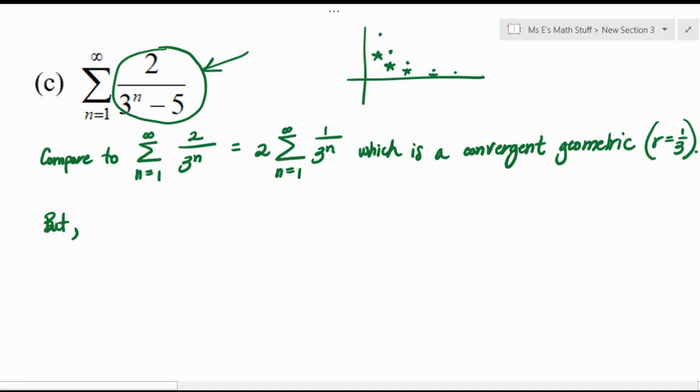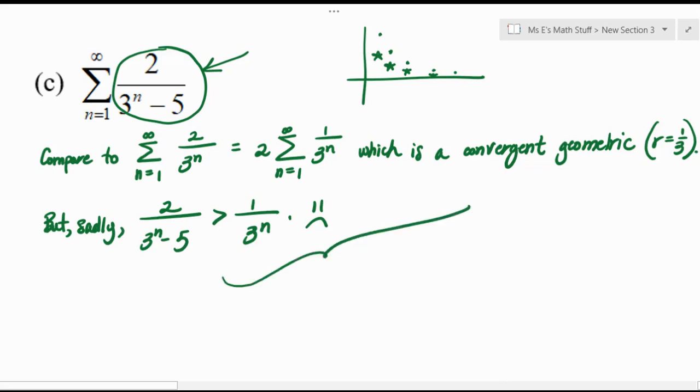And so we'll say, but, sadly, I don't know how to punctuate that. Anyway, 2 over 3 to the n minus 5. Unfortunately, that would be higher, or it certainly wouldn't be less. Anyway, isn't that horrible notation? I'll say it is higher. And so we'll say sad. So the point is that the comparison test cannot be applied.